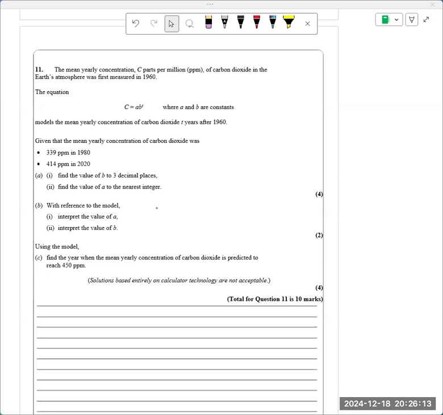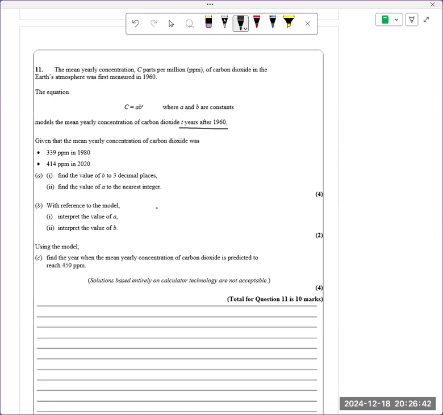So we've got concentration of carbon dioxide in the Earth's atmosphere measured from 1960. T is the number of years after 1960. So do be careful you understand what the variables are. And C is the mean yearly concentration of carbon dioxide. Okay, so we've got two data points again. So once again, we're trying to solve for the constants.